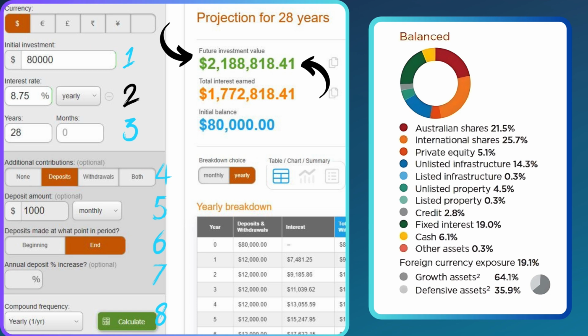Number four, deposits. Number five, $1,000 monthly, which is $250 weekly. Number six and number seven, 0% increase, and compound frequency yearly, and that is conservative. And you will see the final value is going to be $2,188,818 at the age of 60, assuming everything stays constant.